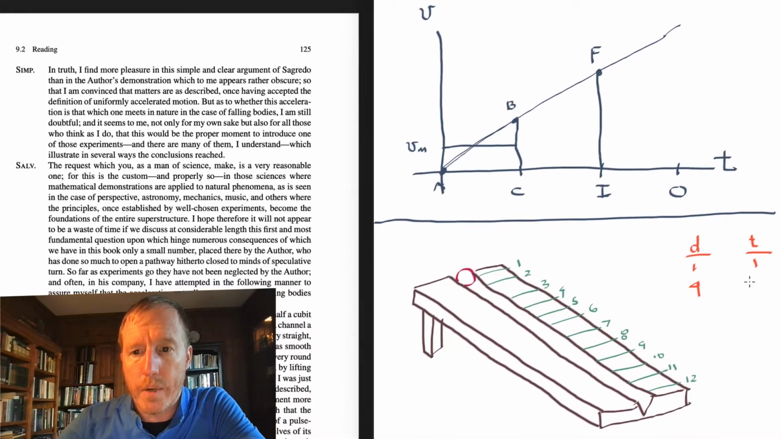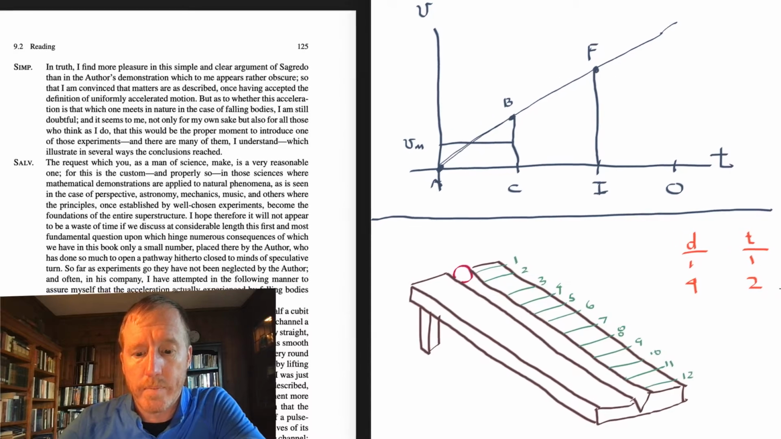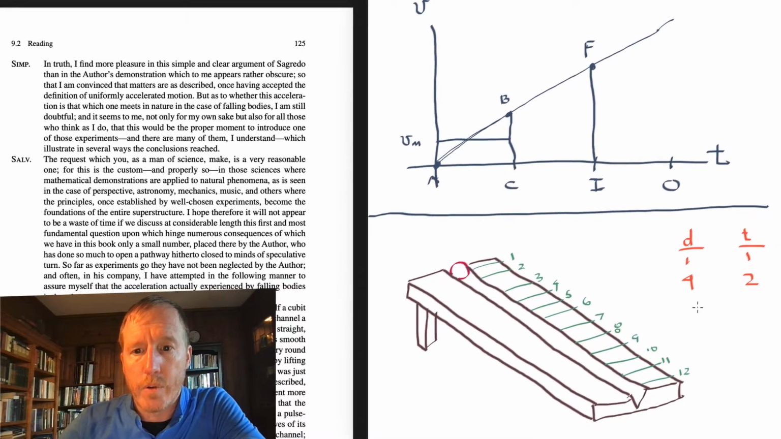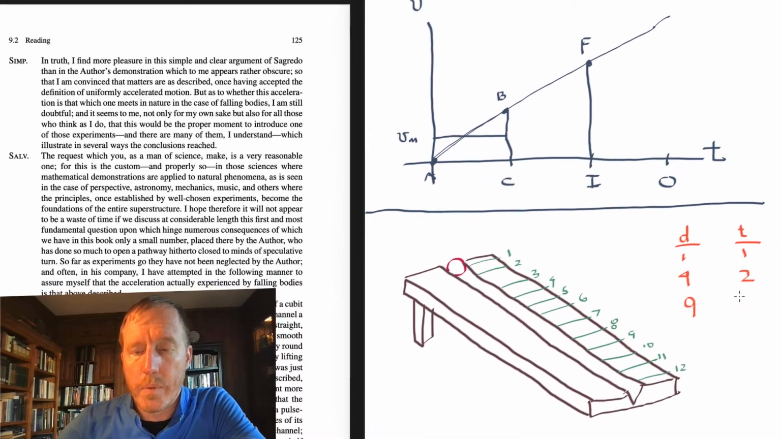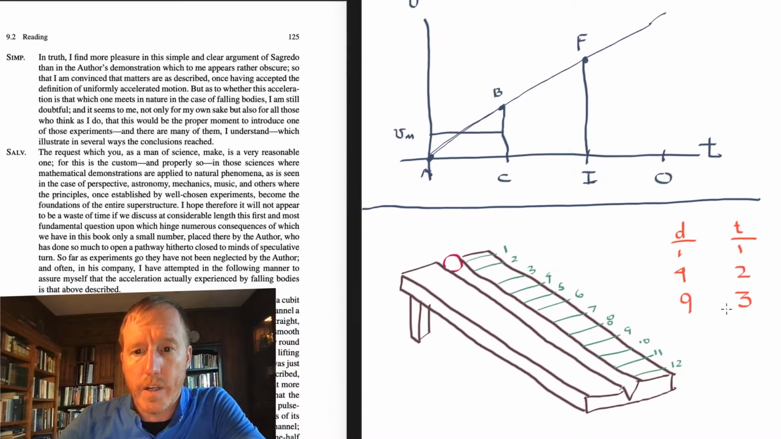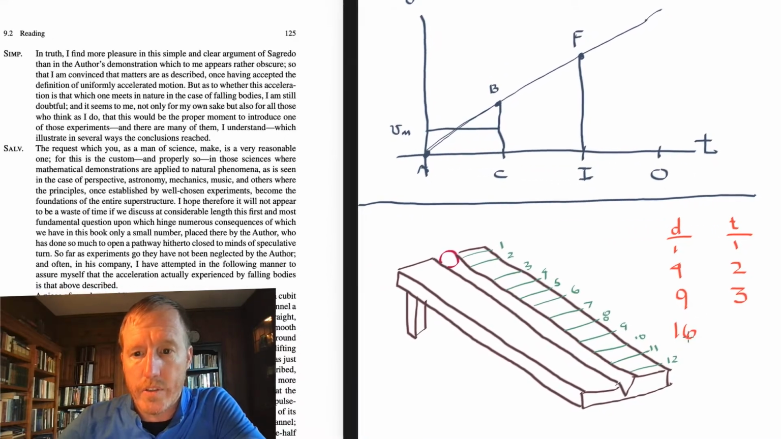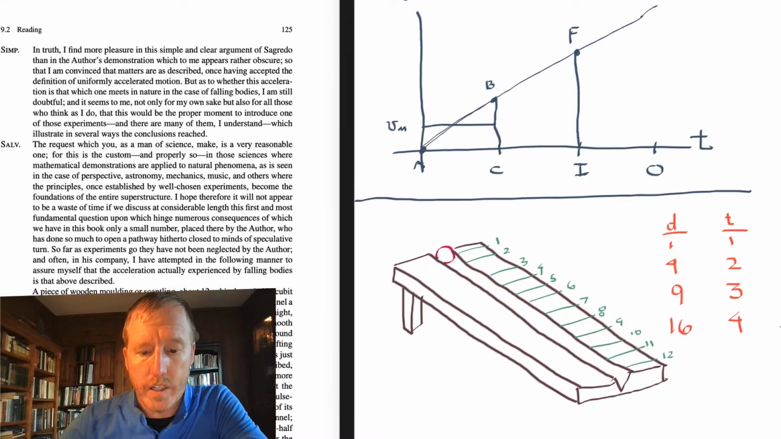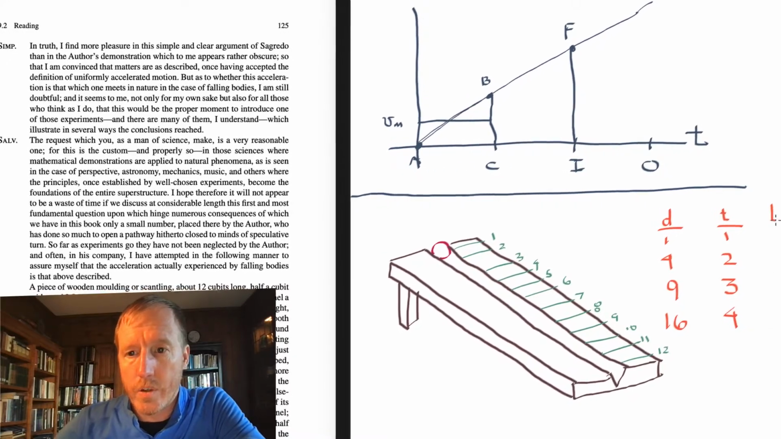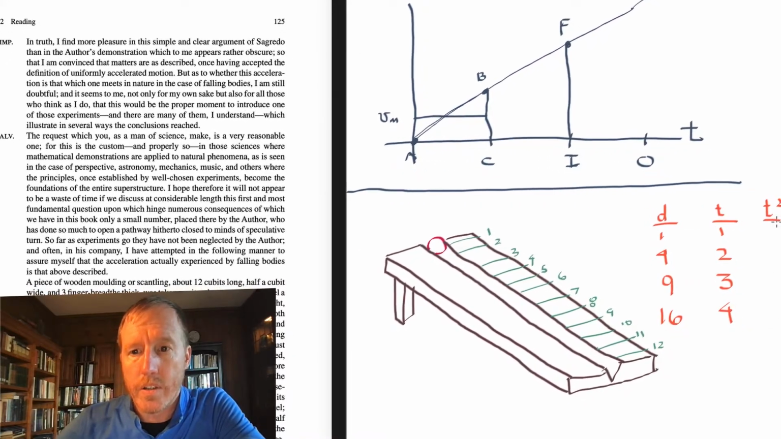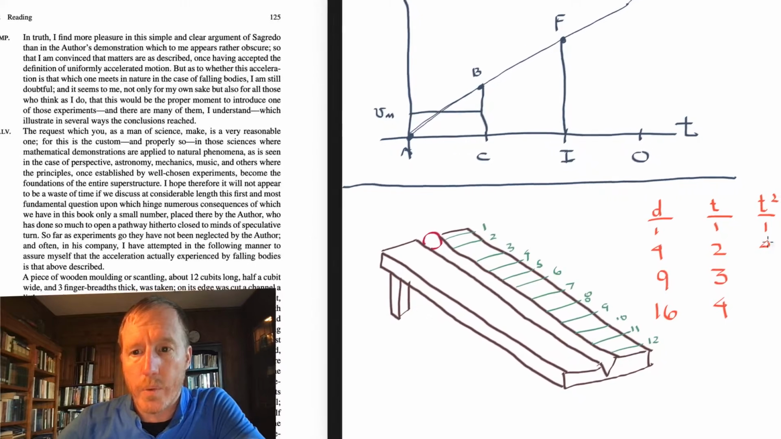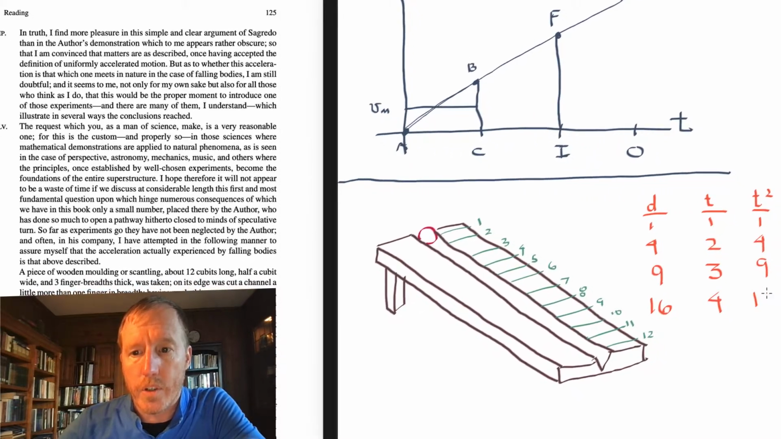How much time would it take? Well, it would do that in 2 units of time. And let's suppose we were to let it instead roll down to the 9th mark. It would do so in 3 units of time. And likewise, if this was longer, if I were to let it roll down to the 16th mark, it would take 4 units of time. And so we see that if we do this, the time squared is 4, this time squared is 9, this time squared is 16.